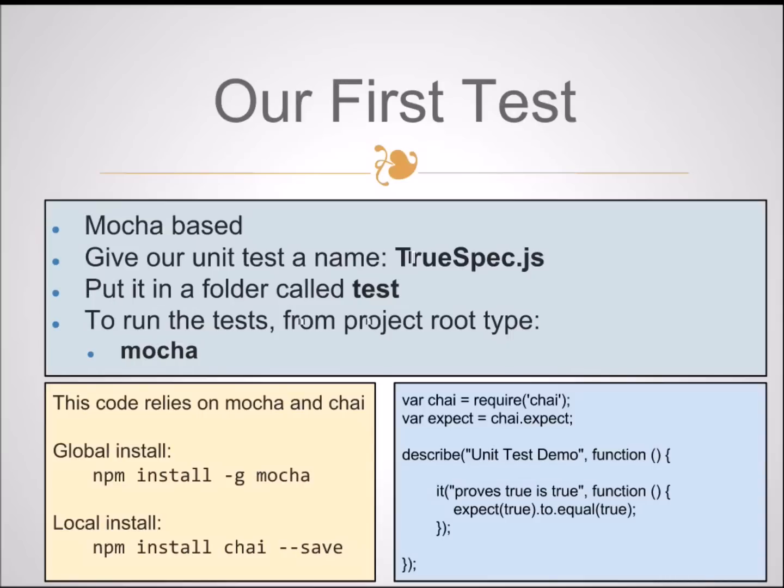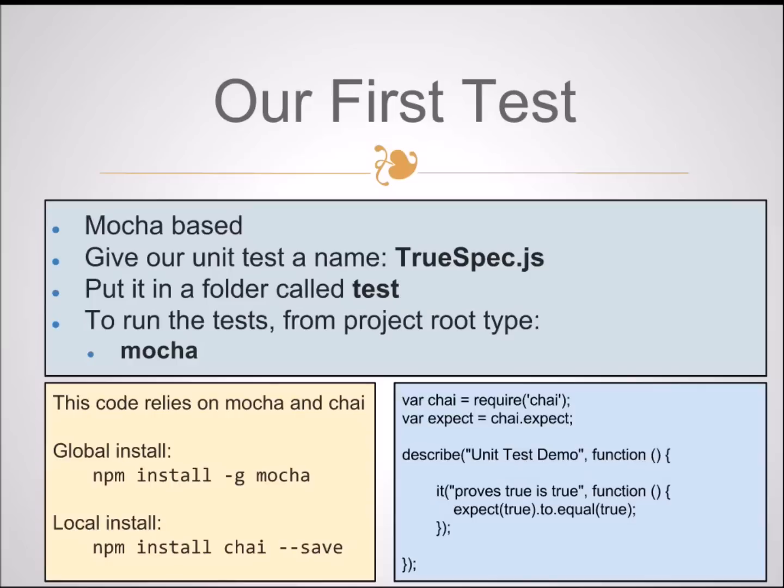Okay, here's our first test. In order to run the test, this will be Mocha based, just a simple example here. This code relies on Mocha and Chai. And you want to make sure Mocha is installed, npm install -g mocha. And then you want to have Chai installed locally inside your actual project. And you would go npm install chai --save in order to put it in your package.json file.